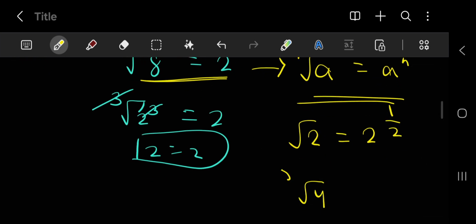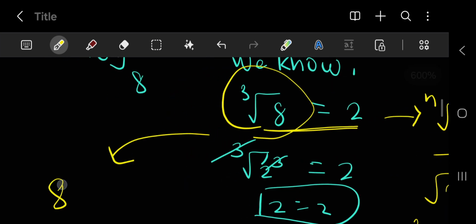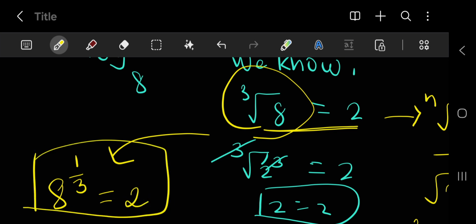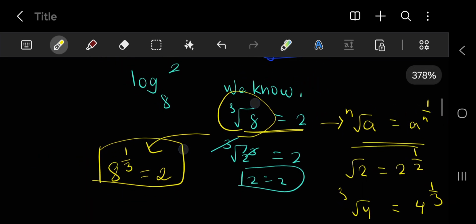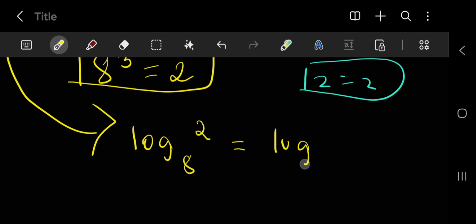Now let's substitute this 8 power 1 by 3 in the place of 2. So I can write log 2 base 8 as log 8 power 1 by 3 base 8. Let's take it as a variable x. Upon writing it in exponential form, I'll get 8 power x is equal to 8 power 1 by 3. Upon cancelling the bases, I'll get x is equal to 1 by 3. And that is my answer. So log 2 base 8 is equal to 1 by 3.